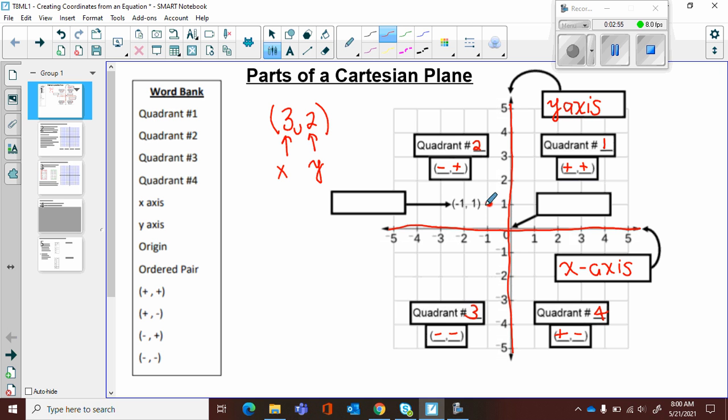Okay, so here we have an example of an ordered pair, -1, 1. So we're at -1 on the x-axis going from left to right. So we start at 0, or the origin, we go to -1 on the x-axis, and then we go up 1, +1, on the y-axis, and that's where we put our point. So this is known as an ordered pair.